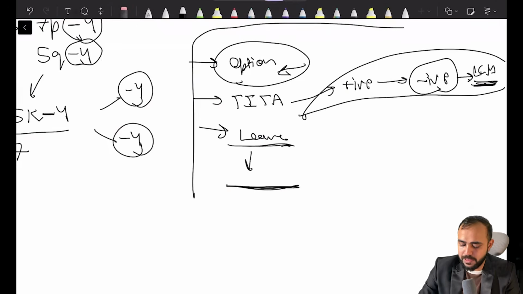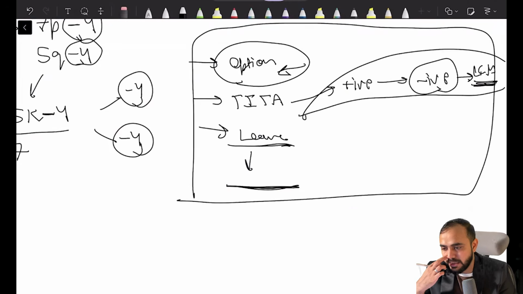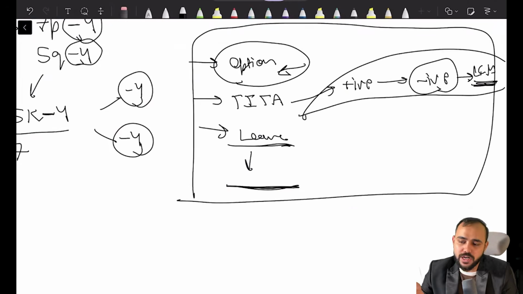All of this keeping in mind that if three data points are given, then this is the process that we will follow. If two data points are given, it's going to be a very easy question regardless. You might even be able to guess the number.